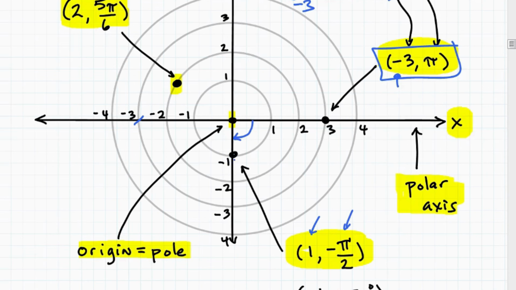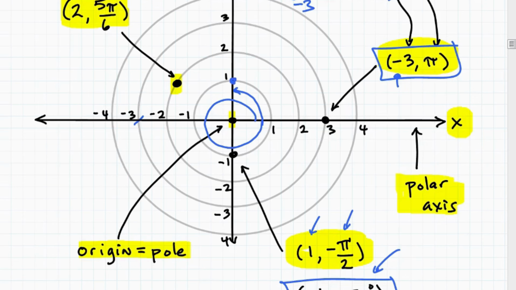But that same point can be described by this polar coordinate: negative 1, 450 degrees. So let's see how that would work. 450 degrees is a positive angle, so I would go this way. I would start here on the polar axis, go around a full 360, and then continue around another 90, and I would get to 450 degrees. So I would end up here.